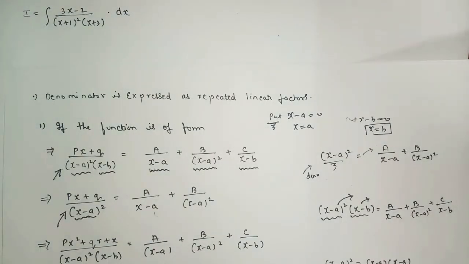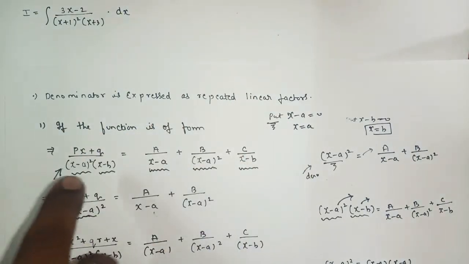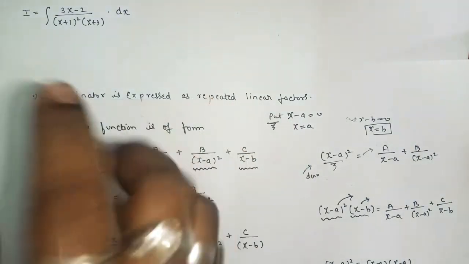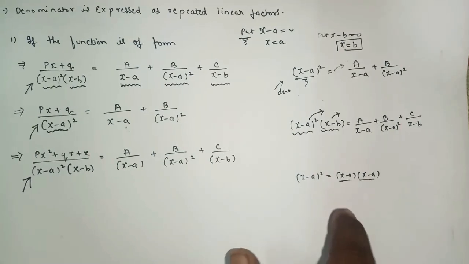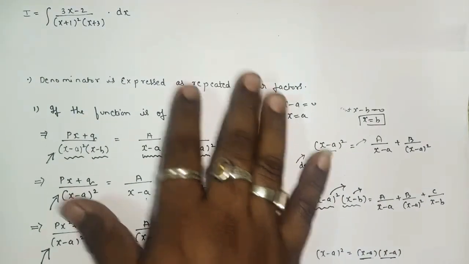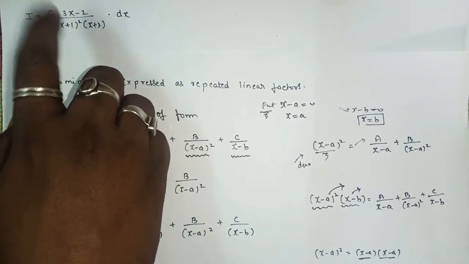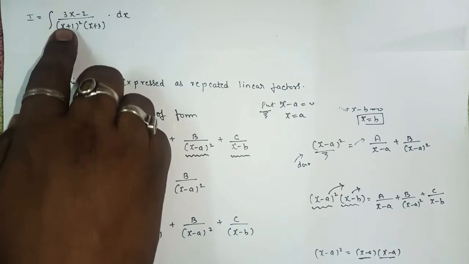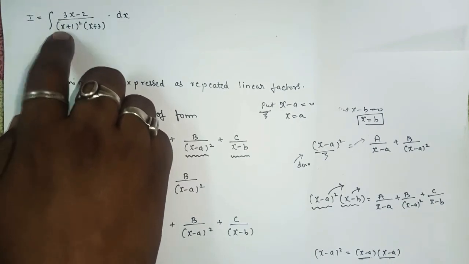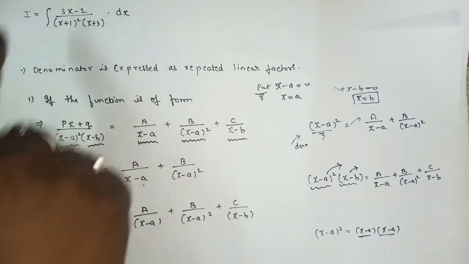And if it is repeated, what does that mean? x minus a the whole square. x minus a the whole square we can write as x minus a and x minus a, so it is known as a repeated linear factor. Yes, in the denominator clearly we can see that here we have x plus 1 the whole square. So this x plus 1 the whole square can be written as x plus 1 times x plus 1.